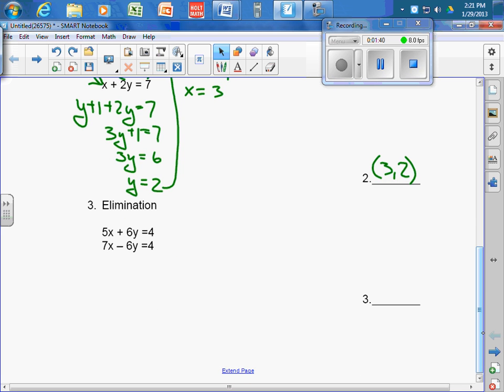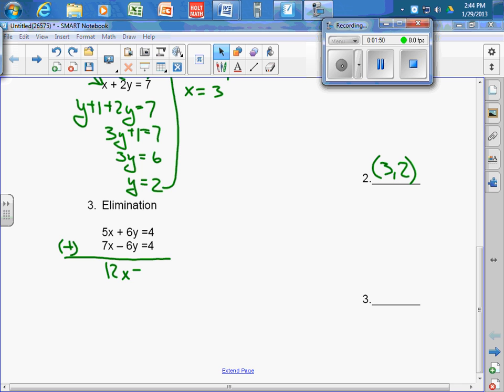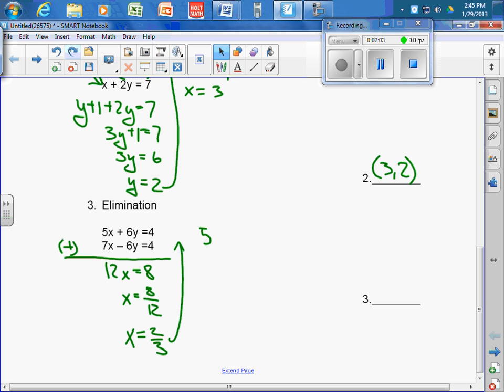In number 3, now we're supposed to use elimination. This means we're going to be adding the two equations together. And so adding the two equations together, you get 12x is equal to 8. Dividing both sides by 12, you get 8/12, and then reduce that to 2/3.